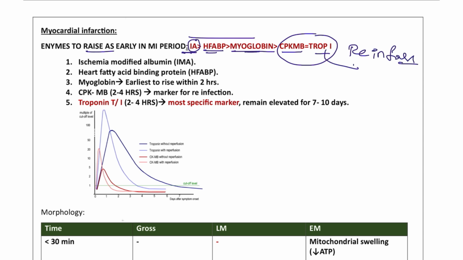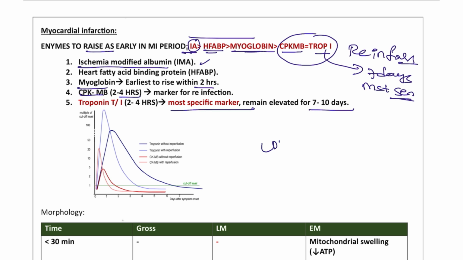Troponin stays raised for 7 days or longer, that's why this is the most sensitive and specific marker. Reinfarction can be detected early, and also at 7 to 10 days. Ischemia modified albumin is the first, and myoglobin is early, within 2 hours. CK-MB is for 24 hours.